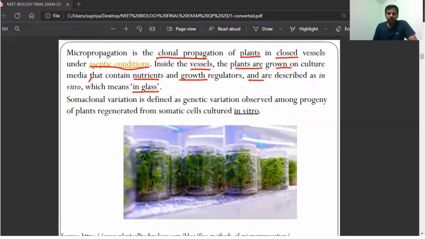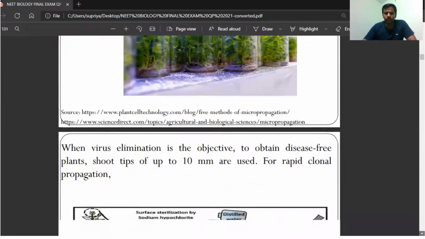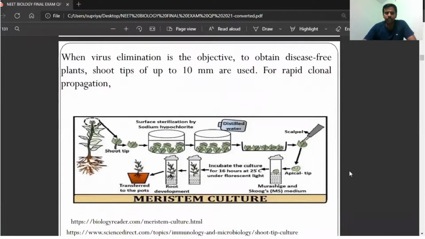See here, while they are doing this culture, the micropropagation, they can observe little variations. They are called somaclonal. Somaclonal variation is defined as genetic variation observed among progeny of plants regenerated from somatic cells cultured in vitro in the laboratory, inside the test tube or in the bottles. So while doing the micropropagation, there is formation of little variations. They are called somaclonal variations.